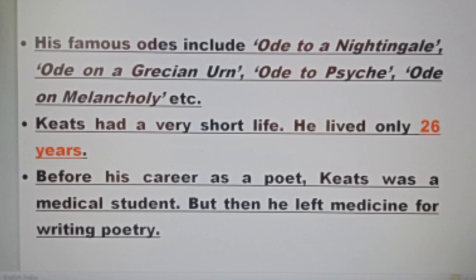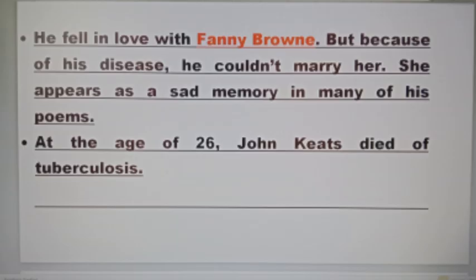John Keats had a very short life. He lived only 26 years. Before his career as a poet, John Keats was a medical student, but then he left medicine for writing poetry. He fell in love with Fanny Brown, but because of his disease, he couldn't marry her. He was ill with tuberculosis. So Fanny Brown appears as a sad memory in many of his poems. At the age of 26, John Keats died of tuberculosis.